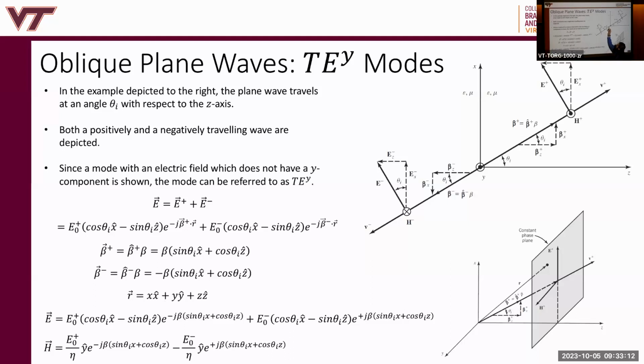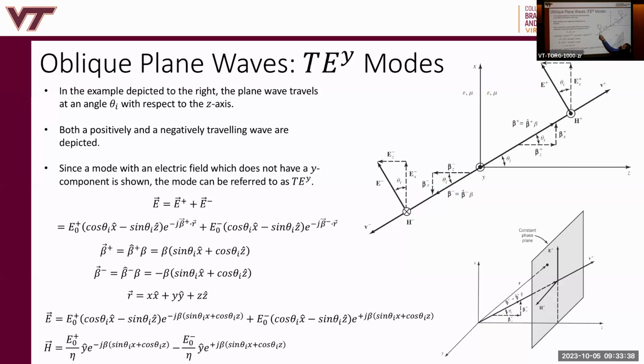E was in the x direction, H was in the y direction, and it was traveling in the z direction. But now we have the k vector, or beta vector in this case, which is traveling obliquely with respect to the z-axis at some angle theta I. We're going to describe these plane waves, breaking them down into two modes, which are called TE to Y or TM to Y.